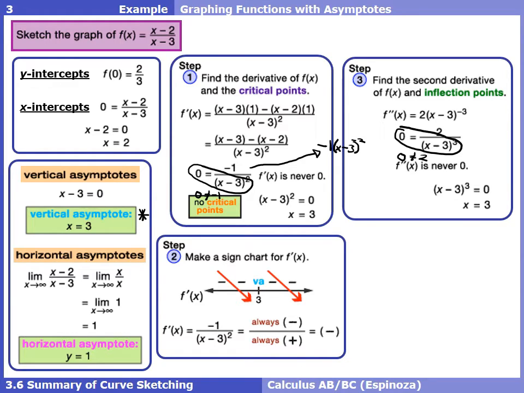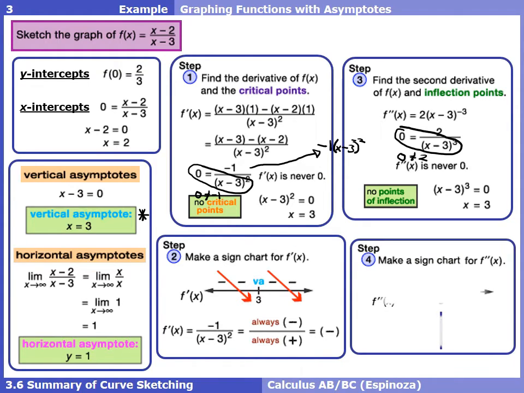But just like with our first derivative, we can realize something. Since x equals 3 is our vertical asymptote, there's no way that that's going to be a point of inflection. But nevertheless, we'll still continue on with our second derivative sign chart because we still want to know where this graph is concave up and concave down. I'm just going to label that 3 again as VA so we don't mistakenly call it a point of inflection.